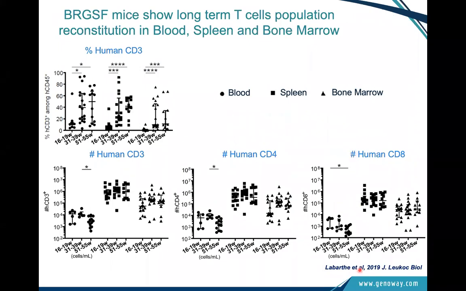These are mice which have been studied up to 51 weeks, so up to a year post reconstitution, and you still detect human CD3, human CD4, human CD8 cells in those mice, as you can see, and that was published in this paper.